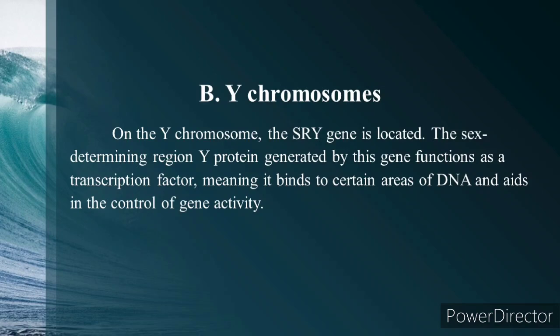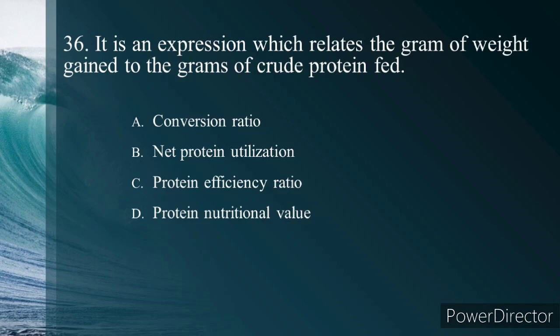Number 36. It is an expression which relates the gram of weight gain to the grams of crude protein fed. A. Conversion ratio. B. Net protein utilization. C. Protein efficiency ratio. D. Protein nutritional value. The answer is C. Protein efficiency ratio.